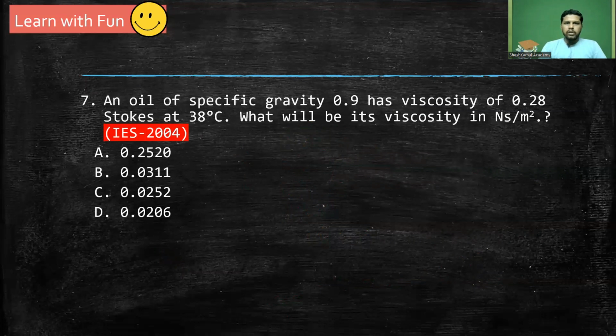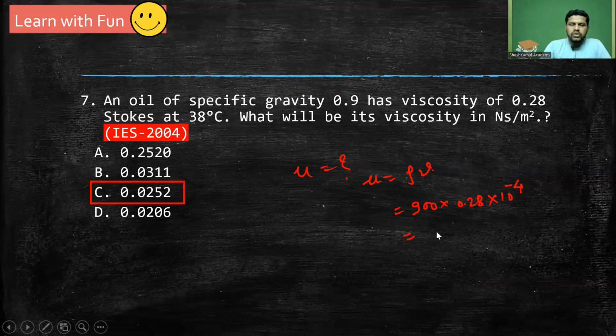Next, the oil of specific gravity 0.9 has a viscosity of 0.28 Stoke at 38 degrees Celsius. What will be its viscosity? That is mu, you have to find out. The formula is mu = rho into nu. Density is not given directly, specific gravity is given, and from specific gravity you can find the density. So density is 900 into nu. Kinematic viscosity is 0.28 Stoke, so convert it into meter square per second by multiplying by 10 raised to power minus 4. It came out as 0.0252. So option C is the correct answer.